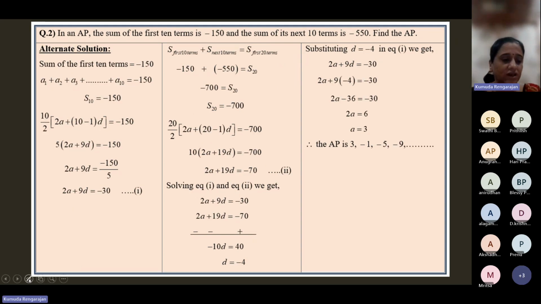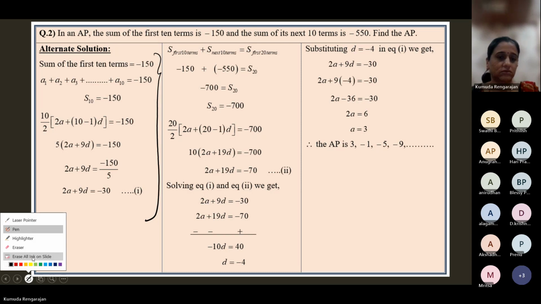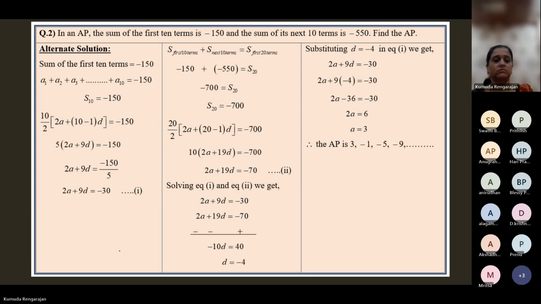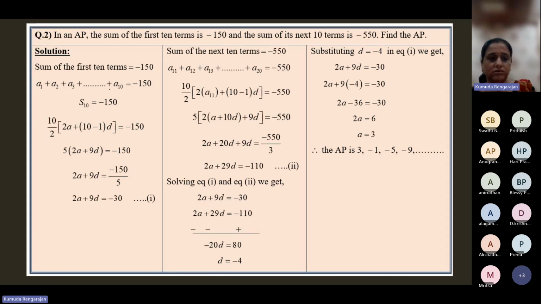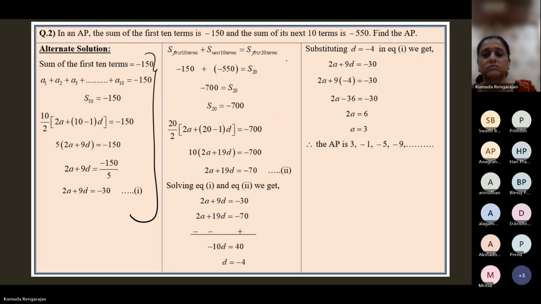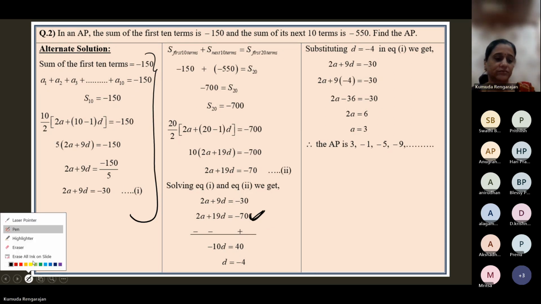So this first part is the same. If you want to rewrite the first part, you can do it. You write it in a way so that it is clear for you when you revise. This part is repetition. You'll get a different equation actually. The second equation will be different, it will not be the same as the earlier one. But the values of A and D will be the same. Yeah, please work.